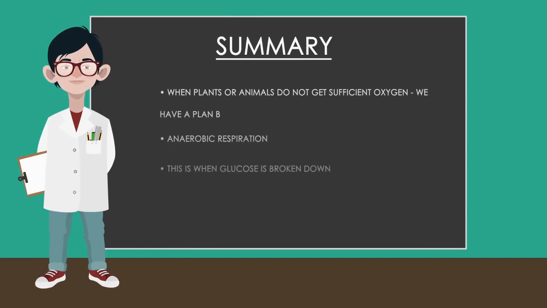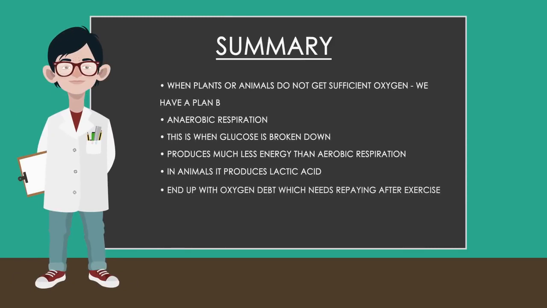So you should now know that when our heart and lungs cannot keep up with the oxygen demand, or plants do not have access to sufficient oxygen, we have a B plan: anaerobic respiration. This is when the glucose is broken down directly, but it produces much less energy than aerobic respiration, which is why it's the second choice. And in animals it produces lactic acid as a byproduct, which causes muscle cramps, and so we end up with an oxygen debt which needs repaying after exercise has stopped.